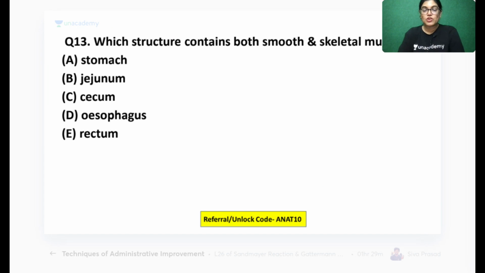Which of the following structures contains both skeletal muscle and smooth muscle? The options are whether it is stomach, jejunum, cecum, esophagus, or rectum. Five options are there, and you have to mark the correct answer. Question number 13, all the best.